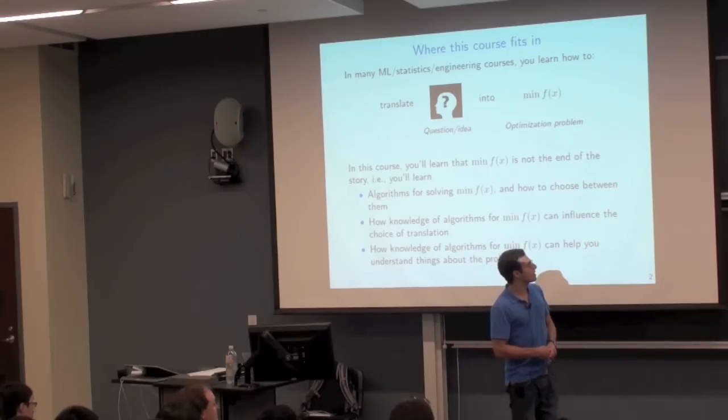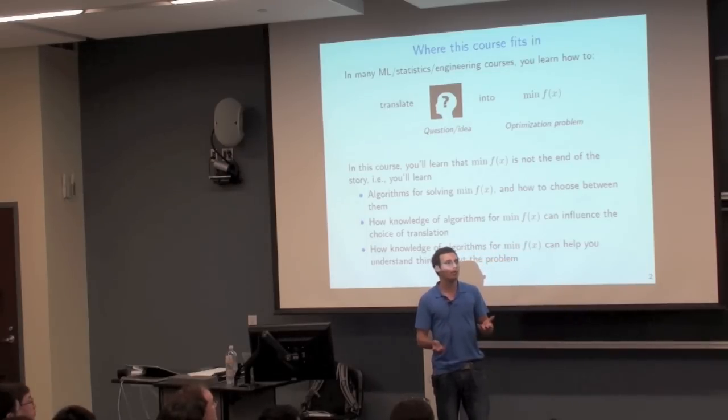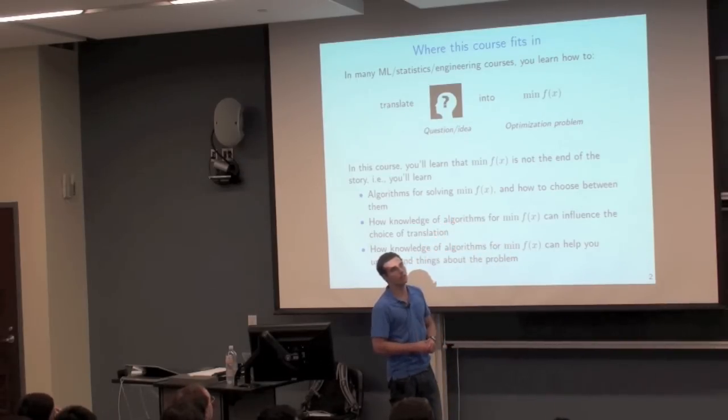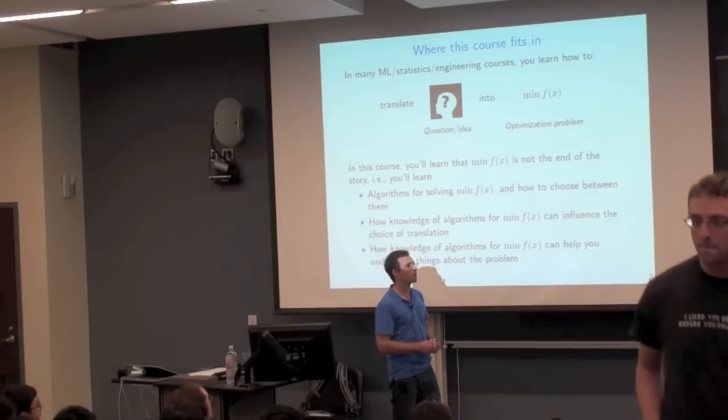We're also going to learn, and this is maybe not so obvious before you go into optimization, how knowledge of algorithms for this problem actually influences the translation. So if I know a lot about how to solve min of f of x for different types of f that relate to my problem, I might actually think that one of those translations is the best. So it can work backwards, and we'll see examples of that.